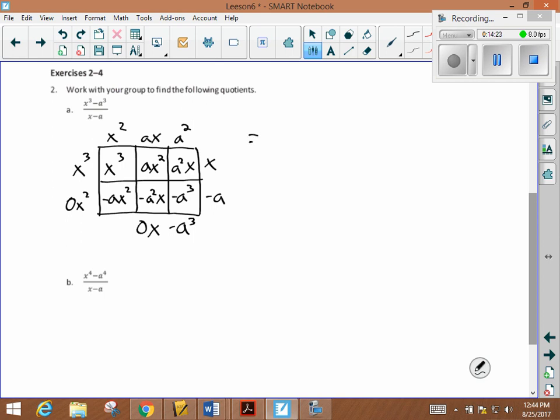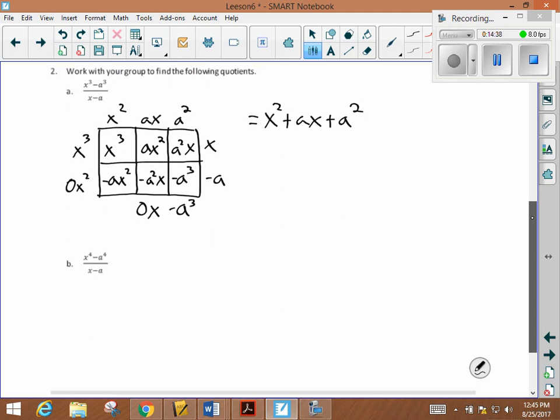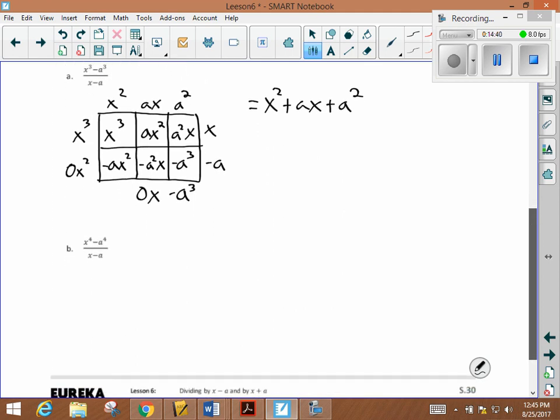So then, what did we find out? We found out that that quotient is equal to x squared plus ax plus a squared, and again, it appears that a pattern is forming. Can I just go ahead and use that pattern to find this next quotient? I think so, right? Okay, look.